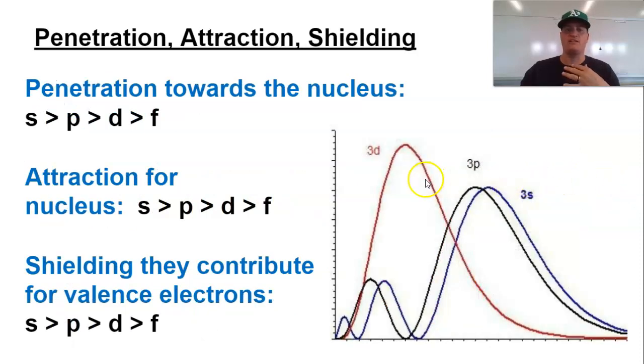So what this all summarizes as is the same pattern for each of these. Penetration towards the nucleus: S is the best, F is the worst. And they go across the periodic table, S, P, D, and then F is in the center. We rarely even talk about that at all. Attraction for the nucleus: the S electrons are most attracted, P less, D even lower, F the least. Shielding they contribute: S is going to get in the way the most, then P, then D, then F. So they're really in the same pattern, and this is going to help us explain these as they come up in different questions.